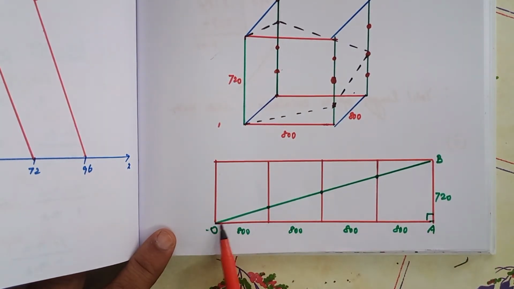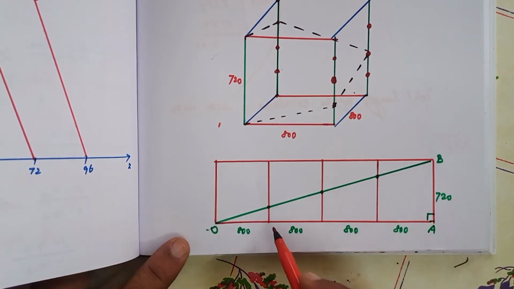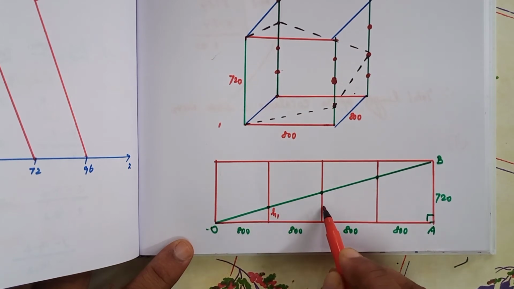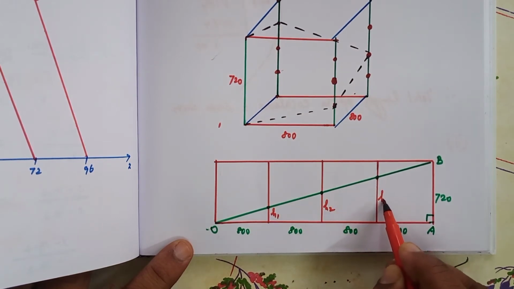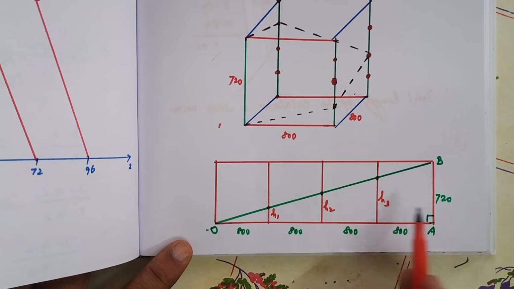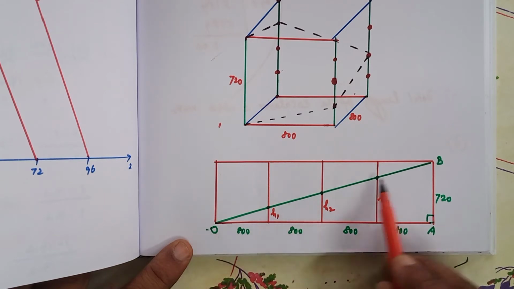So, from here to there, from here to here, from here to here, from here to here. Right? That means you have to find out this height, let it be h1, h2, h3. h4 obviously 720 units. You have to find out h1, h2 and h3. Then how to find h1, h2 and h3? For that, first finding the equation of OB.